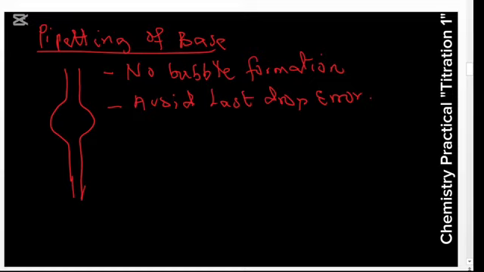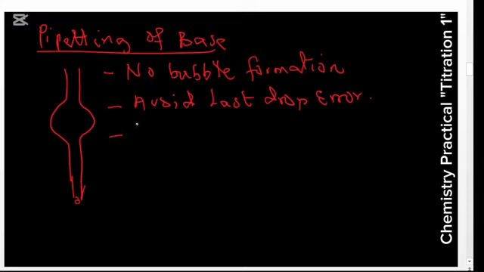Okay. Good. So now, what you mean by last drop error is that after you must have released your base into the conical flask, there is possibility that you have one particular drop, and that drop is yet to be released. So do not force the last drop into the conical flask. If you do that, we are going to say that is last drop error. So you avoid the last drop error.